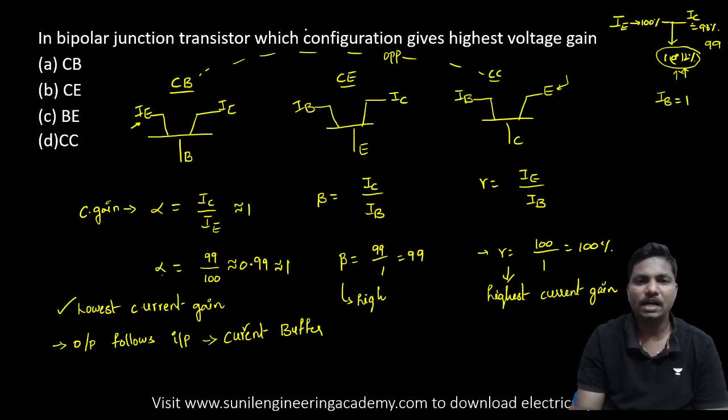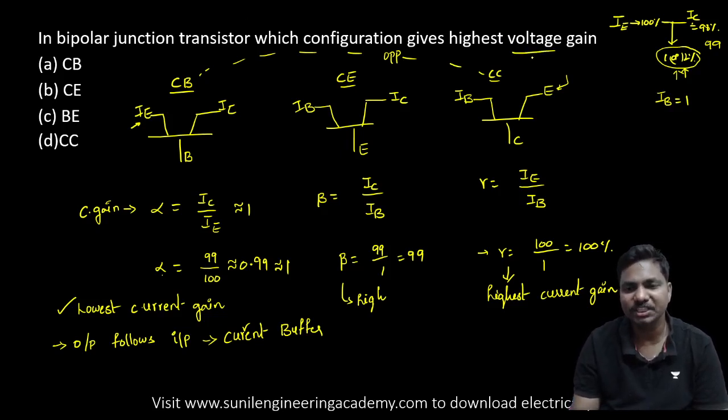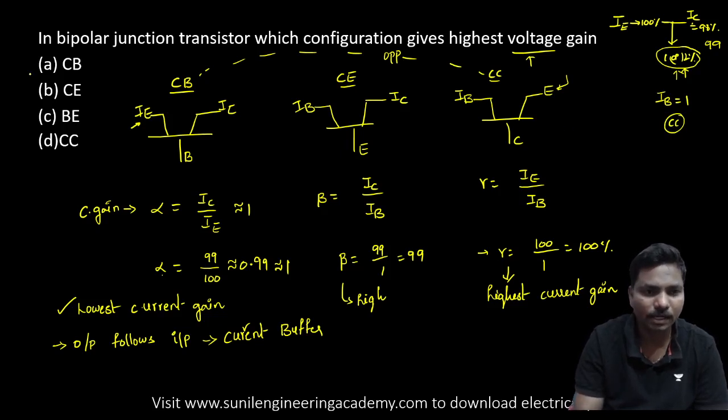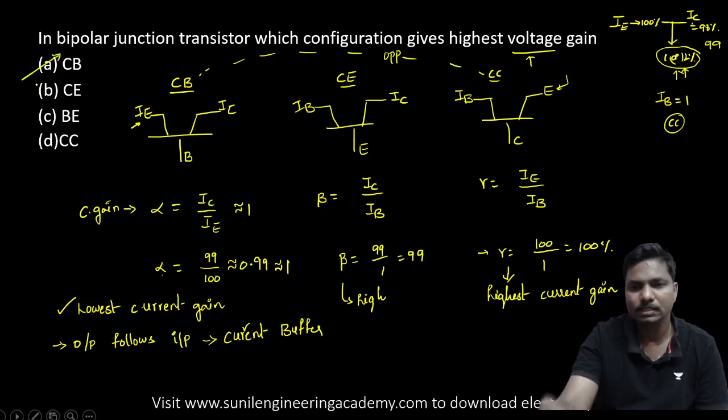Okay, here which configuration gives highest voltage gain? Common collector, current gain highest. Then opposite, common base. Common base is the highest voltage gain. Okay, simply we can get. CB is a current buffer. Current buffer means voltage gain highest. Like that also.